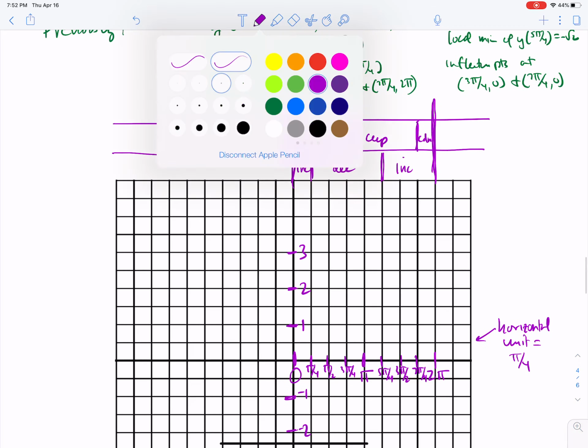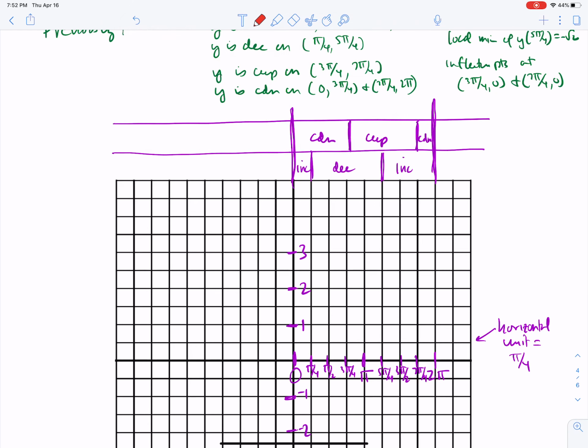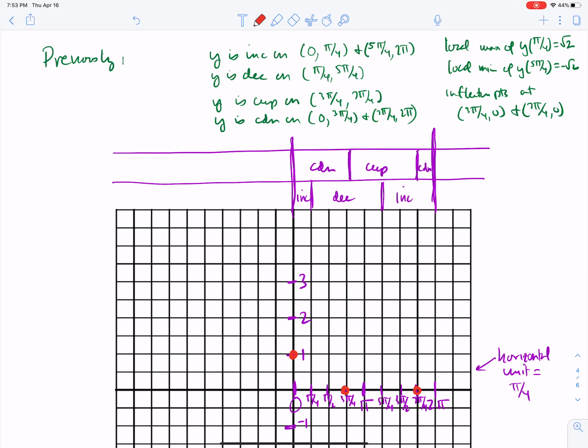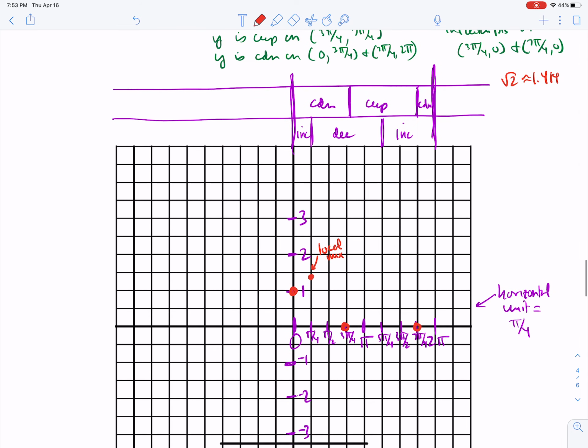So I can plot a few points. I know that I'm going to start at (0, 1), and I'm going to have intercepts at 3 pi over 4 and 7 pi over 4. And I've got maximums at square root of 2 and minus square root of 2. We want to remember the square root of 2 is approximately 1.414. And so I'm going to be about here for my local max. And then at 5 pi over 4, at about minus the square root of 2, this is going to be my local min.